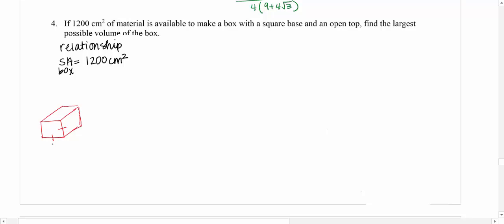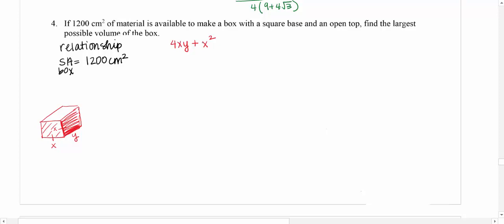So let's say this is what my box might look like. So this might be x by x, but then it's going to be y high. So I'm going to have 4 sides, if you will, that are all x by y, right? 1, 2, and then the left side, and then the, let's say, bottom side. So I'll have 4 sides that are all x y. And then I will have one base here that's x by x, or x squared. But it says an open top, okay?